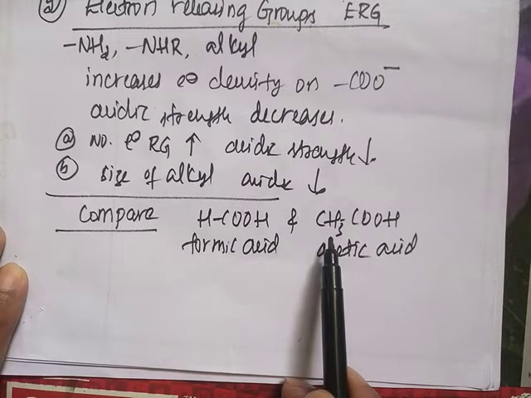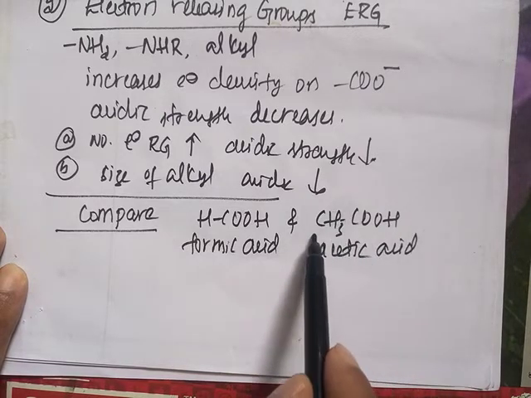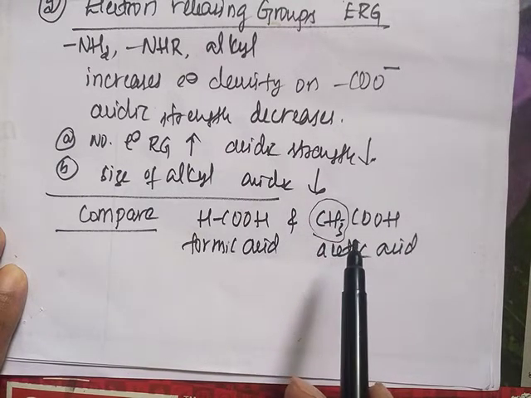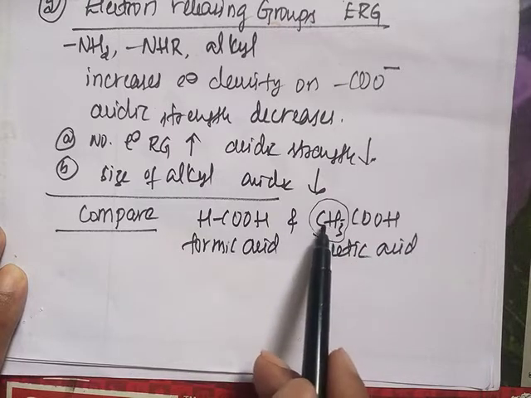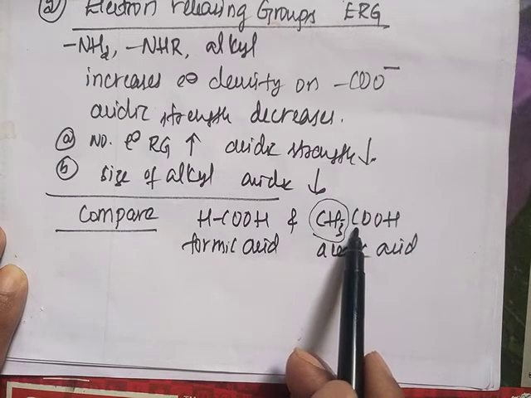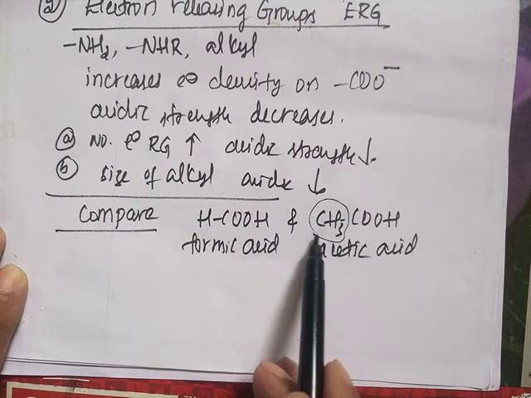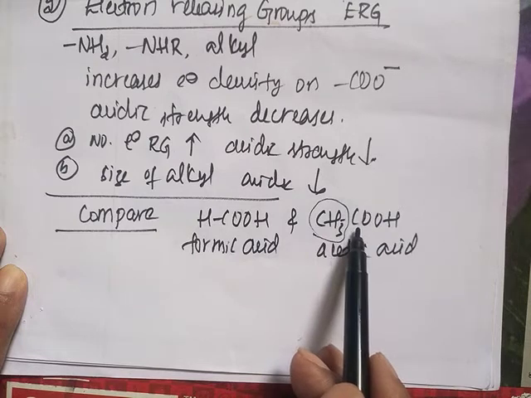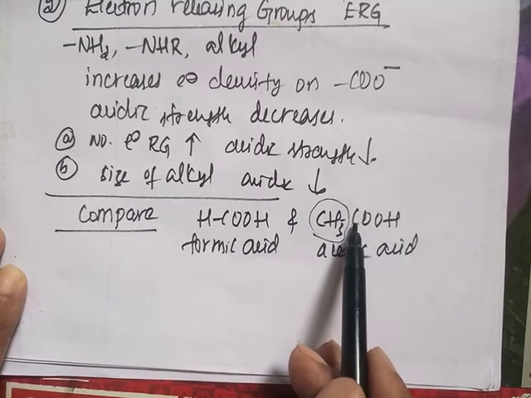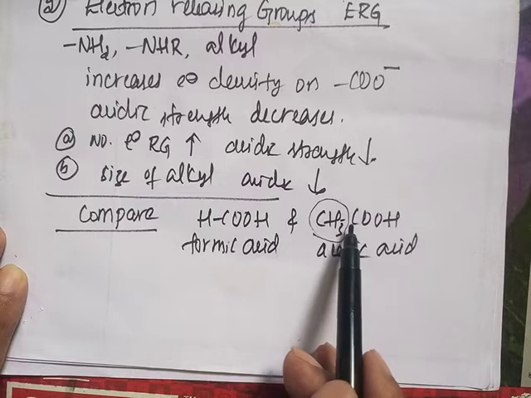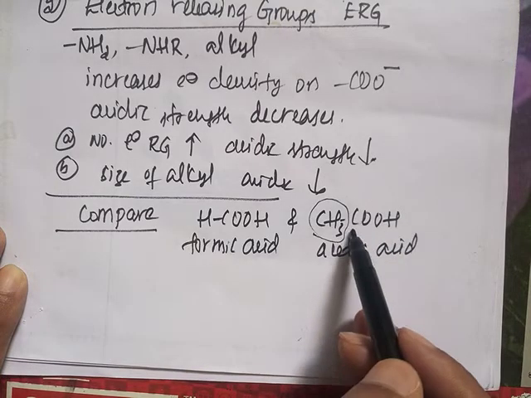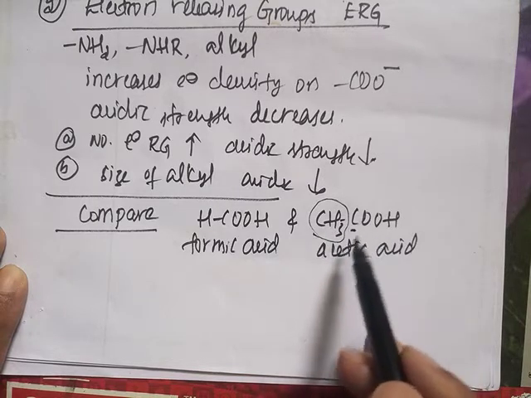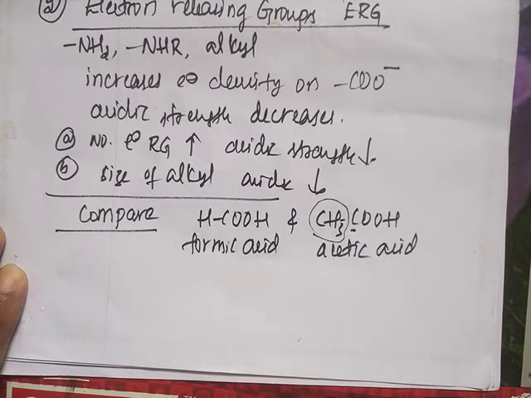In acetic acid, the methyl group is present, which is an electron releasing group directly attached to the carboxyl group. The presence of electron releasing groups increases the electron density on the carboxylate ion by donating electrons. As a result, the negative charge on the carboxylate ion gets destabilized and the acidic strength of acetic acid decreases.